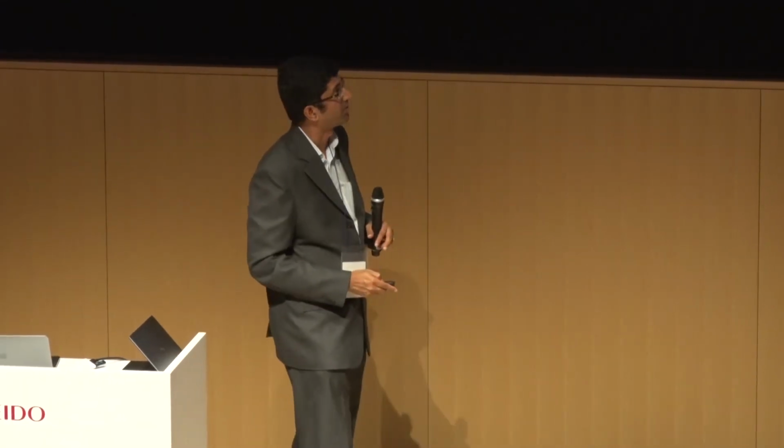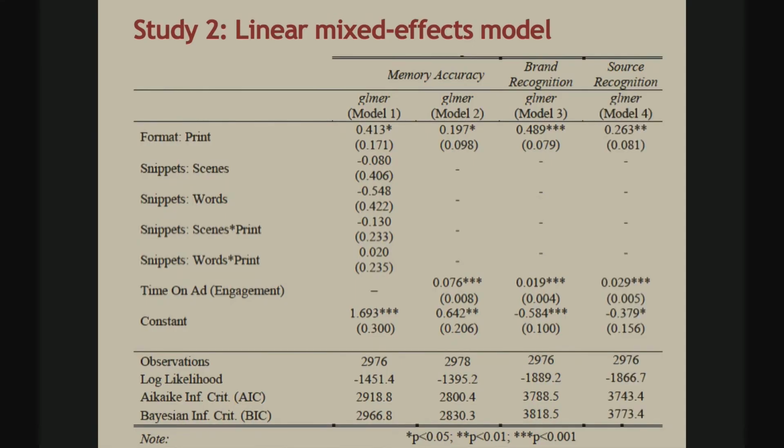So it's not all attributed to the amount of difference in the exposure time. There's something beyond exposure time that's probably driving some of these memory differences. And that's true for all three, for brand recognition as well as source recognition too, where time on task does explain some part of the variance, but not all of it.